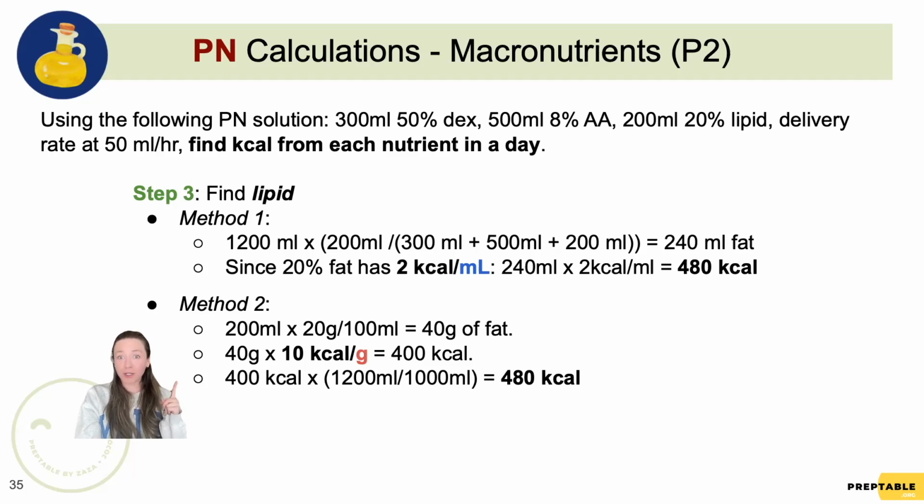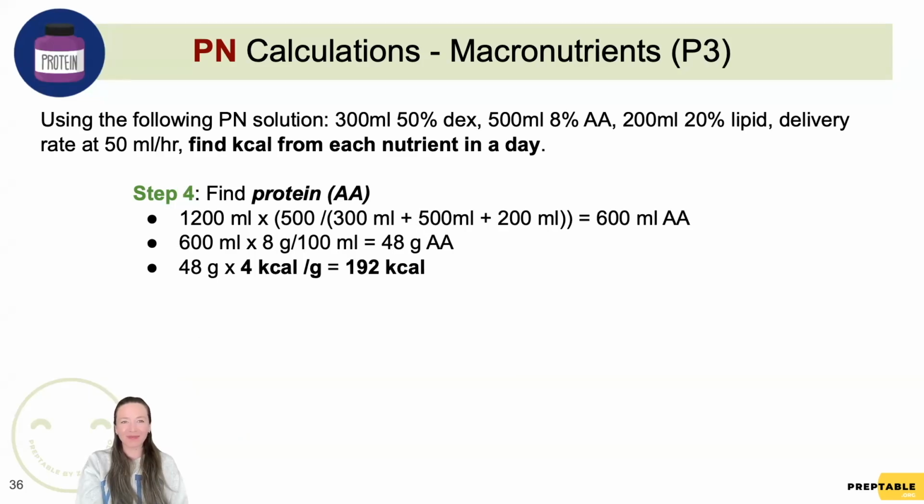There is one final step here, though. You have to account for the total volume of the solution. So you're going to take your 400 kcal and you're going to multiply that by 1,200 ml and divide that by 1,000 ml. Where does the 1,000 ml come from? That's the total volume provided in the problem. So it's your 300 ml dextrose, your 500 ml amino acid, and your 200 ml lipid. And you're going to get that 480 kcal of lipid. So, as you can see, both methods yield the same amount of kilocalories, 480. You can choose whichever method is easier for you to understand. You do not need to do both.